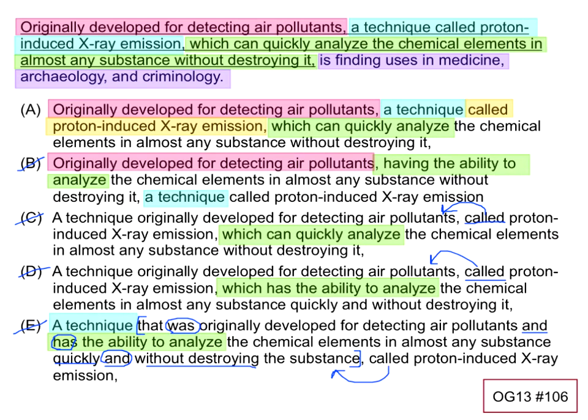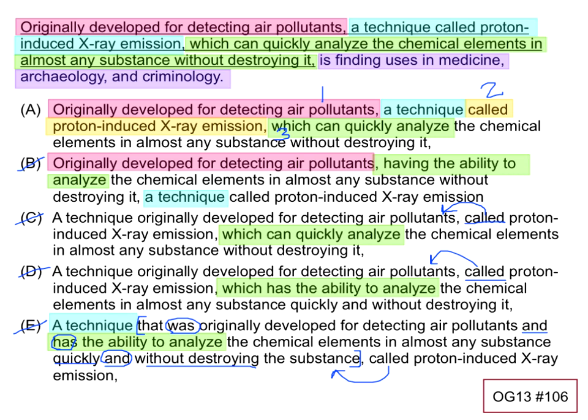So in this case, when you have something this complex, this is one of the exceptions. You can say, okay, here's one modifier, here's a second one, here's a third one, and the key is that essential modifiers trump non-essential modifiers. Remember earlier we were talking about essential versus non-essential? Essential modifiers are things that are not separated from the noun by commas, and they're things like, for example, the name of the noun. So "called proton-induced X-ray emission" is an essential modifier.